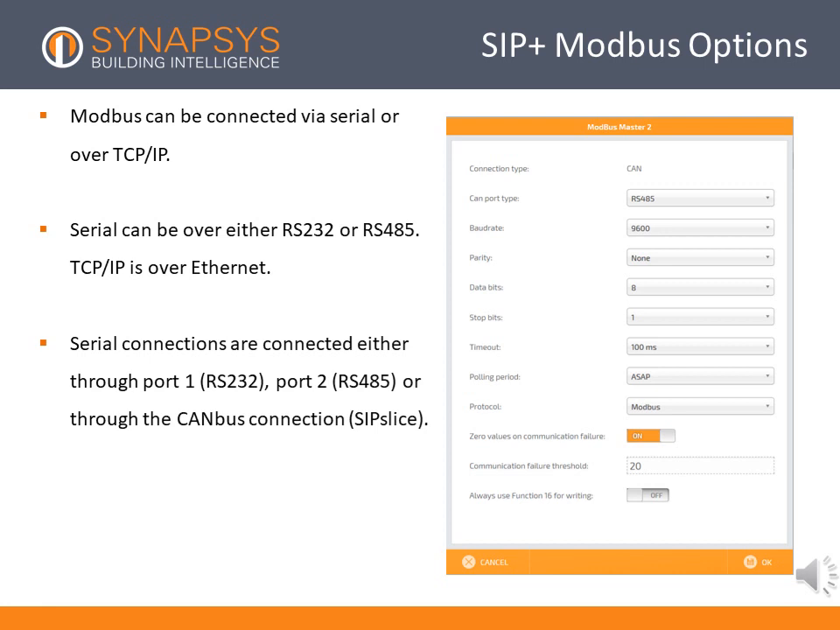Zero value on comms failure defines what happens to data when a SIP+ fails to get a response from a slave. When a slave is no longer available and this is off, the SIP will hold the last known reading. When it is on, it will set all values from this slave to 0. The communication failure threshold defines the number of messages the SIP+ failed to get a response from before defining a certain slave as a failed device.